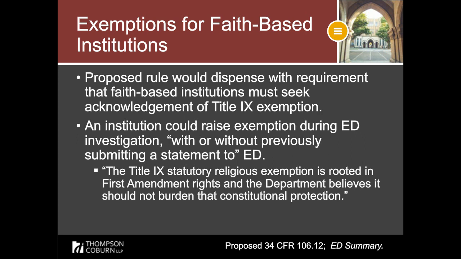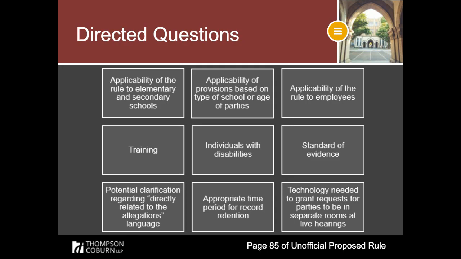Finally, I want to highlight again, you can comment on any aspect of this rule, but the department at the very end of the commentary has 9 specific areas they've asked for comments on. This is a great opportunity to give them feedback. I mean, they are open to feedback here and specifically soliciting it. Some of it has to do with the application of the rules to different types of parties, meaning elementary, secondary, minors, persons with disabilities. And then they also ask for comments around training obligations, standard of evidence, and some of these technology requirements as well. So anytime an agency specifically solicits feedback, it's a good opportunity to let your voice be heard.